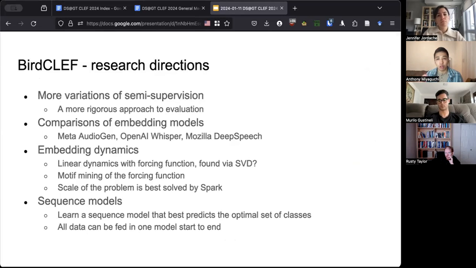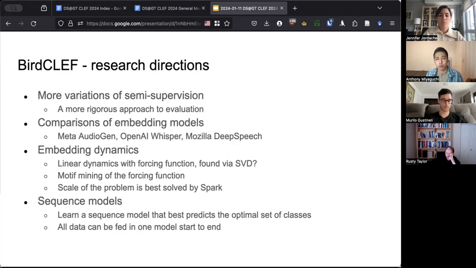I think the research directions for this year are going to be focused on kind of tightening up what we did last year. So more rigorous evaluation of the semi-supervised labeling process, trying some more embedding models. So Meta has AudioGen, there's the Whisper model from OpenAI, there's DeepSpeech. These are all focused on human speech, but maybe some of these models learn a space that is able to distinguish different bird calls. Who knows?